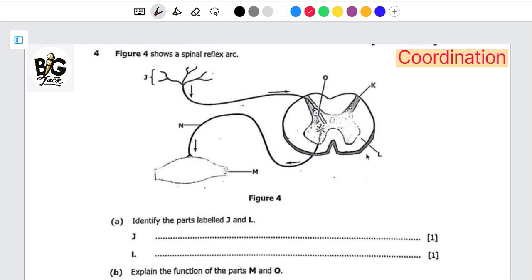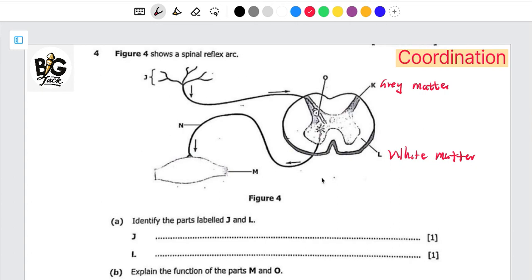The structures that make up the spinal cord are the gray matter as well as the white matter. So from this diagram of the spinal cord, which one is representing the gray matter and which one is representing the white matter? The way it is looking here, this is the gray matter. Then L is called the white matter. No one is going to ask you to give the function of the white matter or the gray matter. They are just going to ask you to label these.